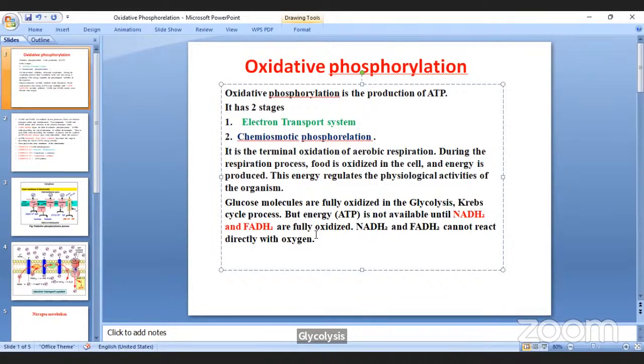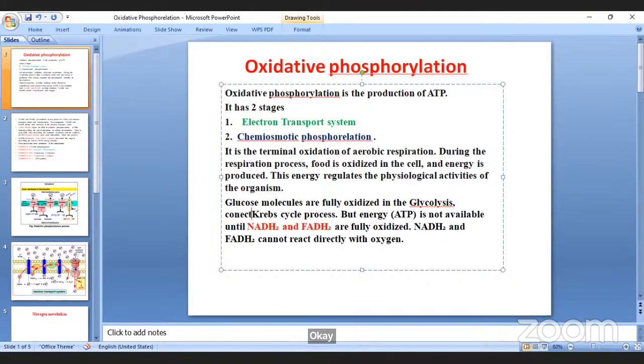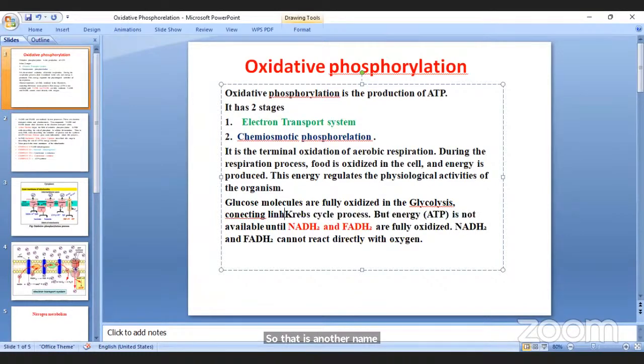Sir, oxidative decarboxylation? Yes, that is also involved. That is the shortcut, the connecting link. That is another name for it.